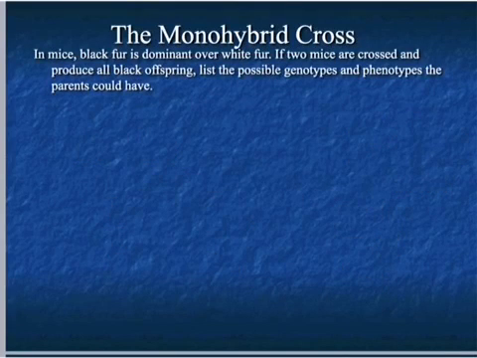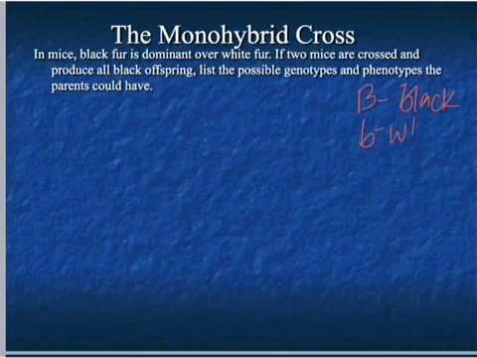In mice, black fur is dominant over white fur. If 2 mice are crossed and produce all black offspring, list the possible genotypes and phenotypes the parents could have. So notice I'm still doing my key with the uppercase letter for the dominant trait and the lowercase letter for the recessive trait. Now this problem is a little different because it doesn't give us the parents, so we have to work backwards.